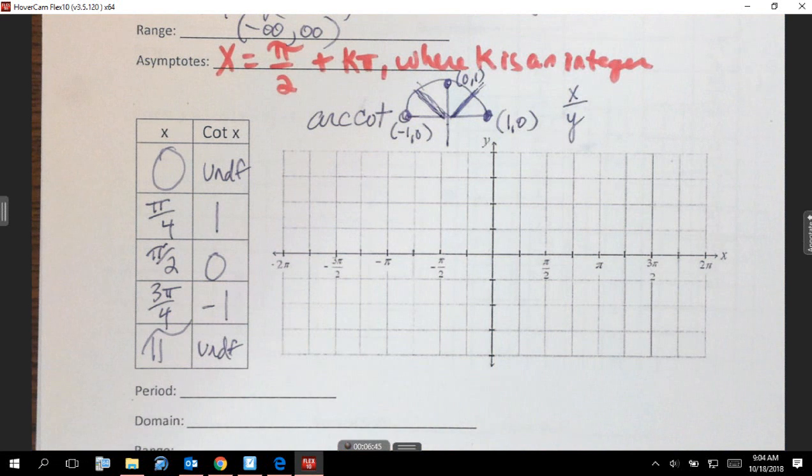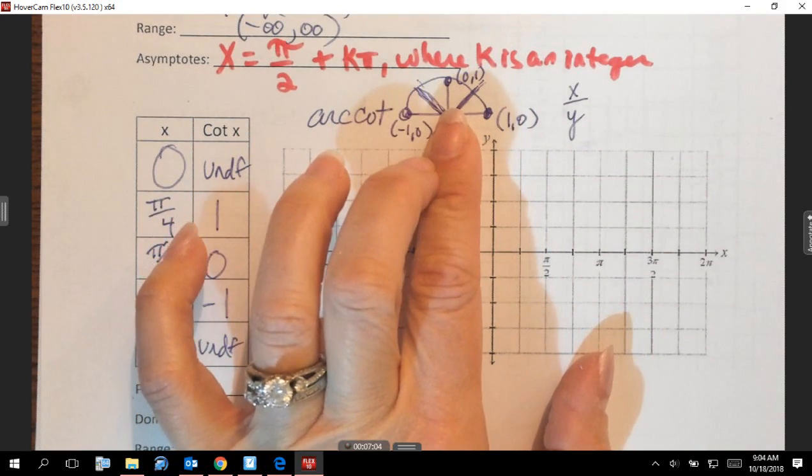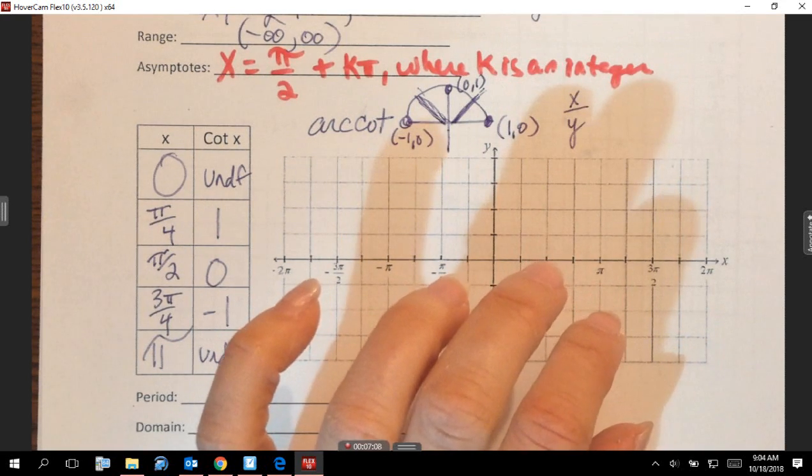So looking at your tangent and your cotangent key points, you can see how people who memorize them might make mistakes and get them backwards or confused. And that happens. I don't want that to happen to you. If you think about it, it's going to make more sense than if you just slap numbers down so you think you have them memorized.